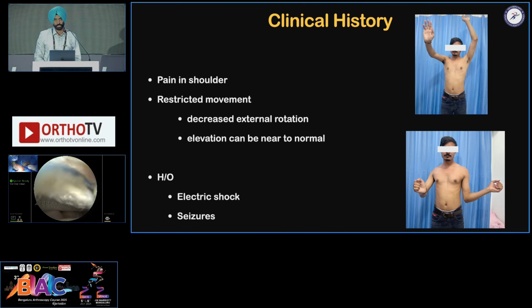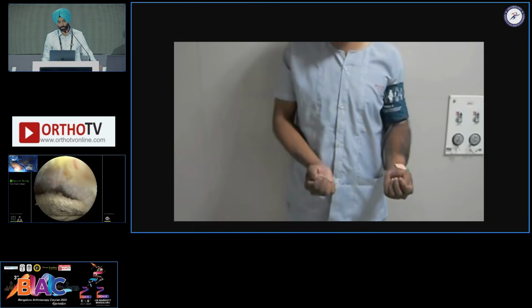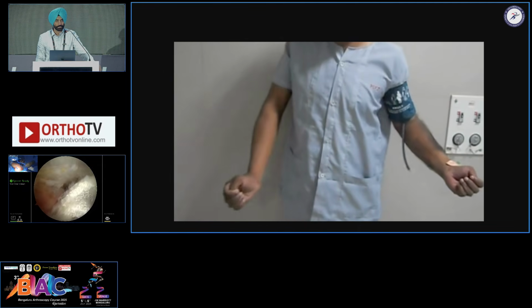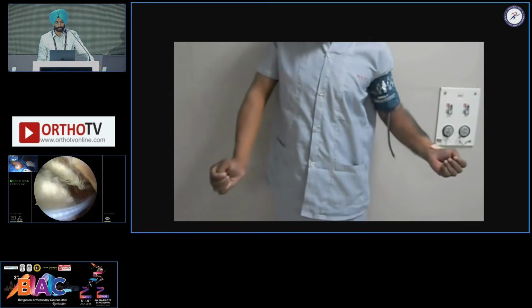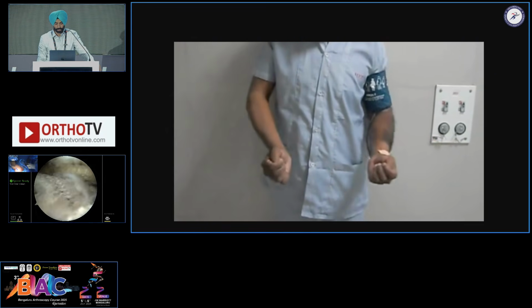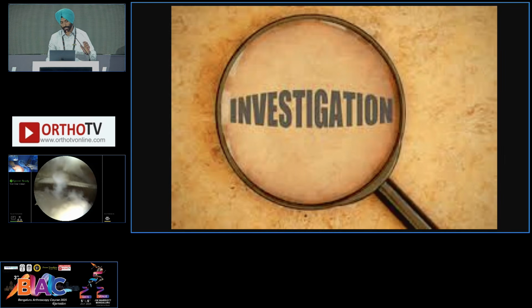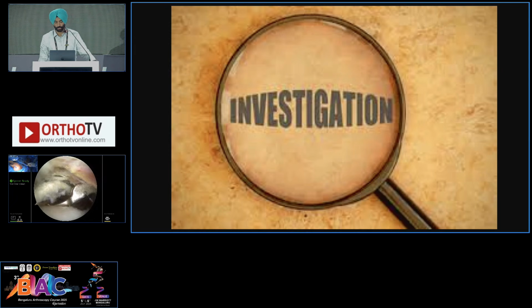But a clinical history is very important if we want to diagnose it and not to miss these lesions, because the patient complains of pain, and if you try and ask them the history about epilepsy or seizures or electric shock, they may give a positive history regarding it. And when you ask them to do a movement, to do an external rotation, the shoulder will try to abduct and they will be unable to do an external rotation. So this is very classical in this scenario. A young chap who has a history of fall or a seizure and unable to do external rotation indicates the high chances of having a locked posterior dislocation.